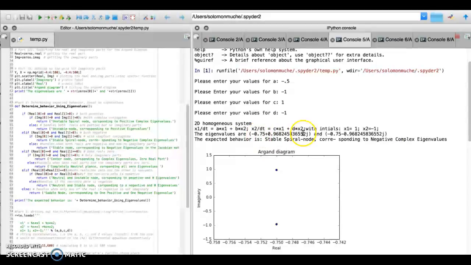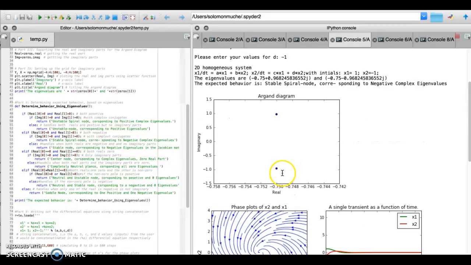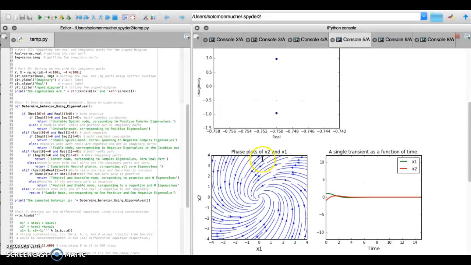As you see, they printed out both complex and real, and you can also see the eigen diagram. And so we should expect a spiral node, and here is the result. As you see, the phase plot shows how x1 and x2 are converging toward the steady state, because the real part of the eigenvalues is negative, and so the system should converge.